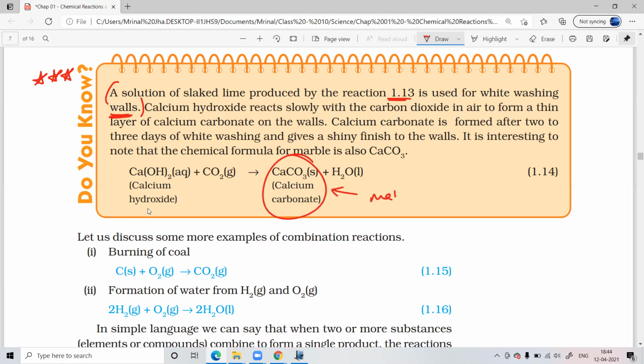This is nothing but marble. Marble also has the exact same formula. So when you have a very thick marble, it will be like a big piece of this calcium carbonate. But here on the wall, this is just a very thin layer of that marble. That is why it is shiny. A thin layer of calcium carbonate is formed, which is shiny. That is why this is used for whitewashing the walls.